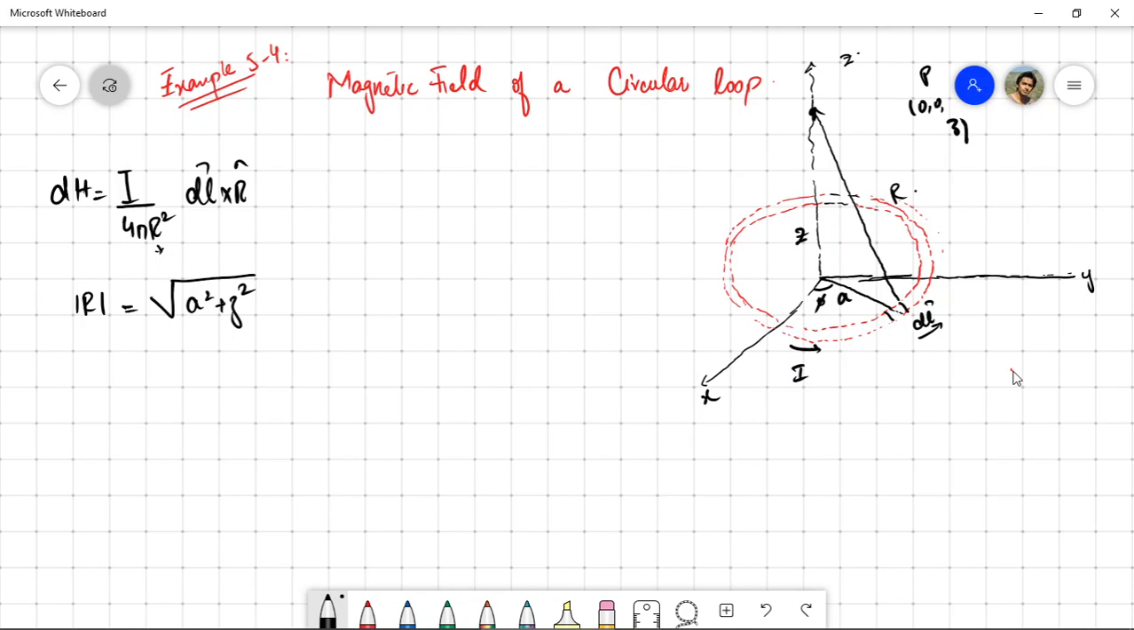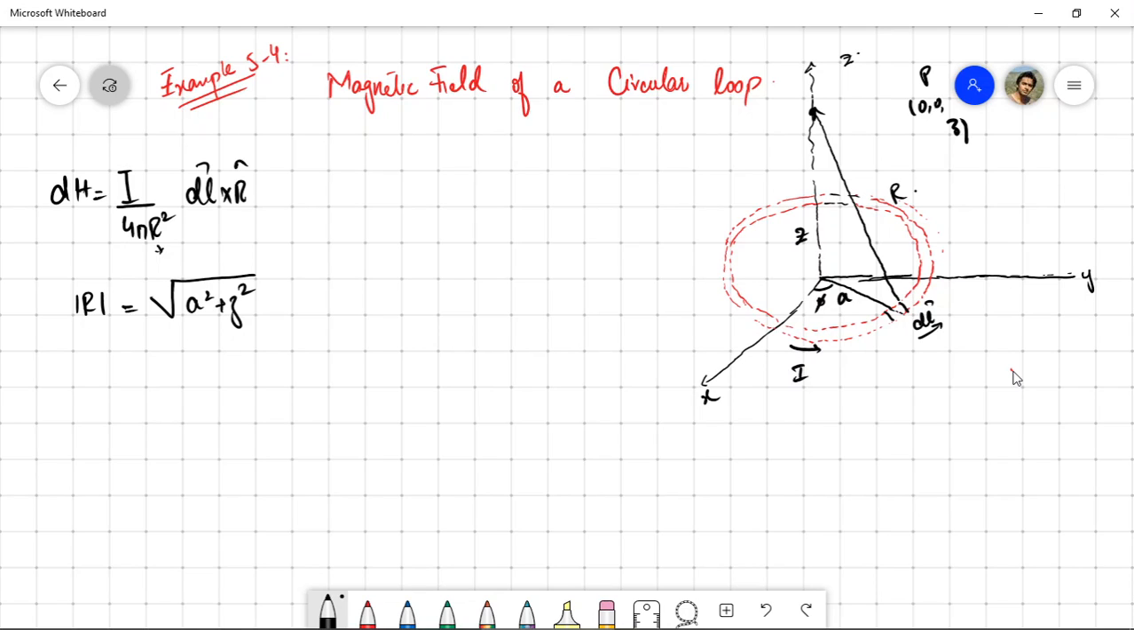Okay, so there are two things that we need to calculate about this scenario. First of all, we need to calculate the magnitude of dH, and after that we need to calculate the direction of dH. We'll try to calculate the magnitude of dH first, and then we'll move on towards the direction part, because the direction part is pretty complicated.